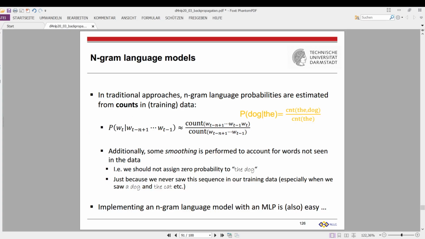And how are n-gram language models traditionally estimated? The estimation of these conditional probabilities that condition on the n minus 1 previous words is given by first applying the definition of conditional probability, namely that it is a joint probability divided by a marginal probability, and then these joint probabilities are estimated by counting the respective sequences of tokens. So if we would estimate the probability that dog follows the, we would count, this is not an equality sign but an approximation sign, the occurrences of the dog in our corpus of text and divide by the occurrences of the.